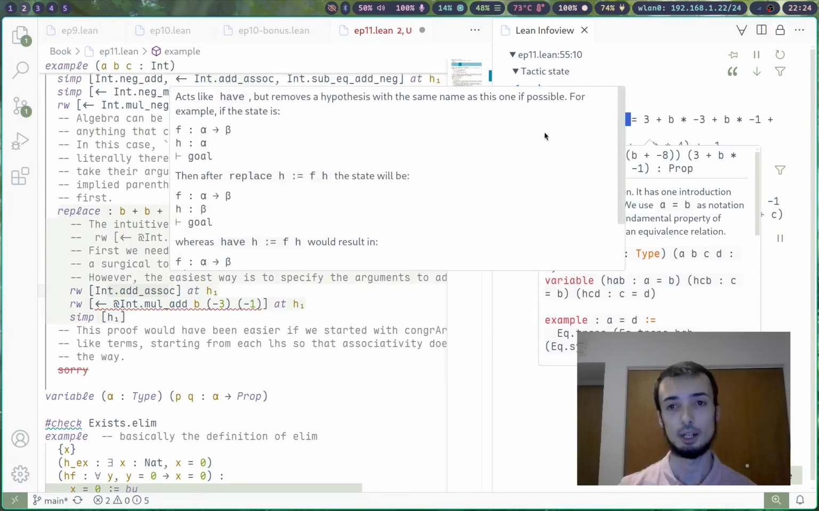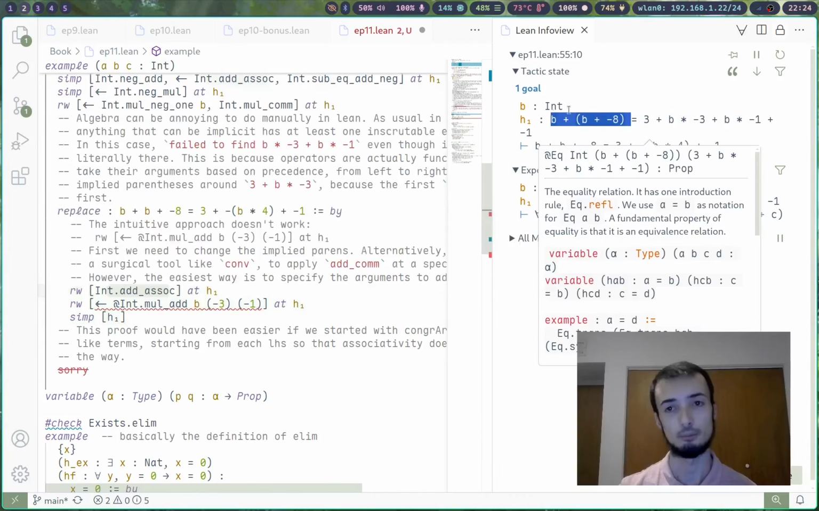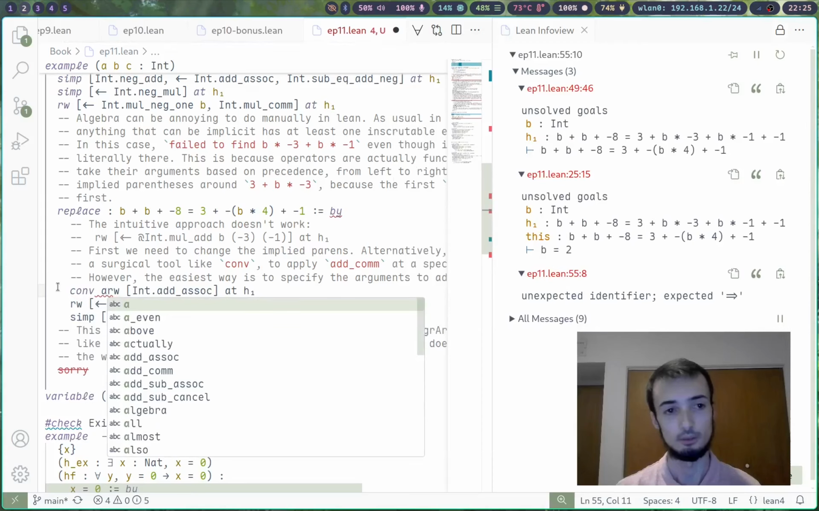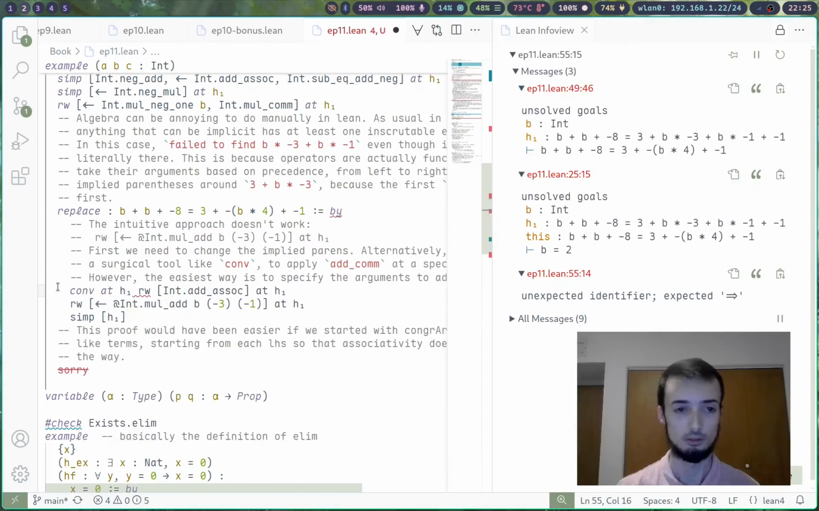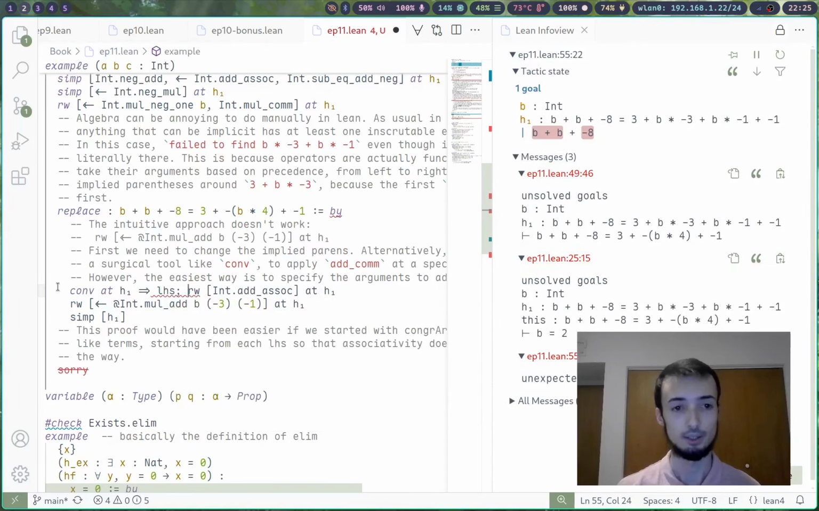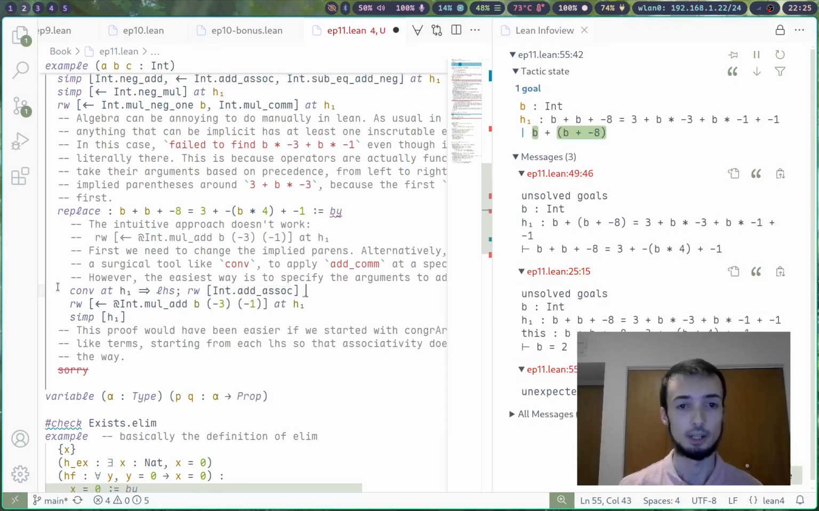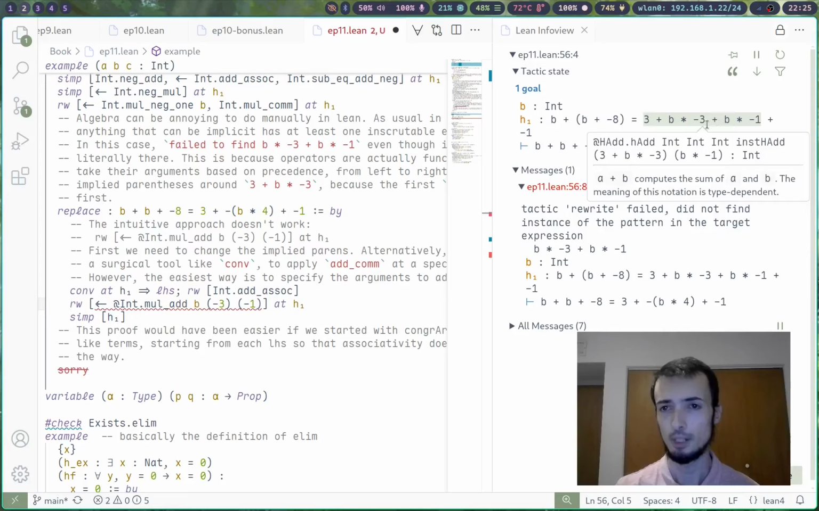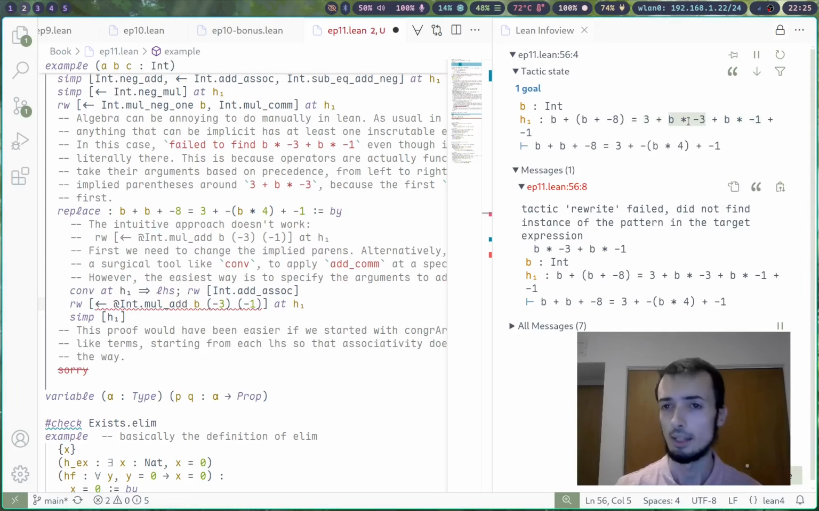And if you try to say, well, okay, I know how to apply things to the other side, I use a convert tactic, convert at h1, and we're going to go to the left-hand side instead of rewriting at. Well, then what happens is it's kind of weird. It seems like nothing happened. I still have the b times -3 and the b times -1 plus -1. Doesn't seem like much changed.